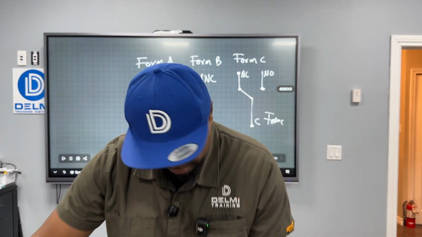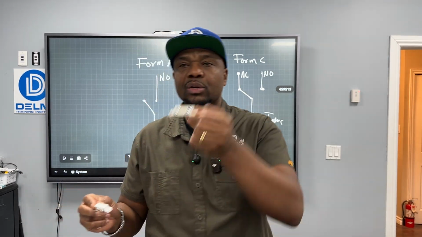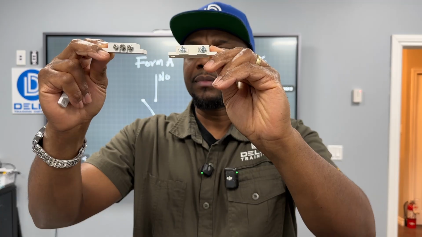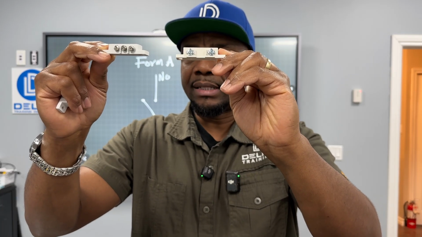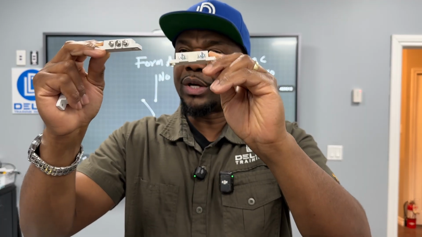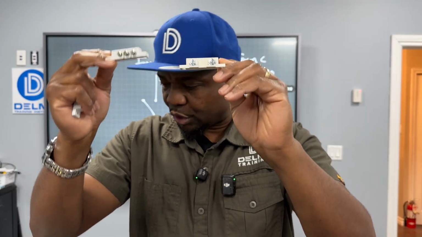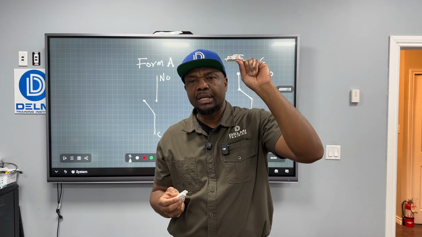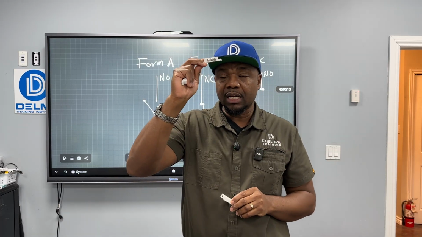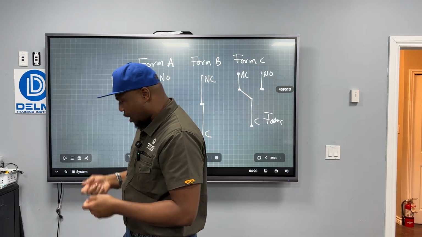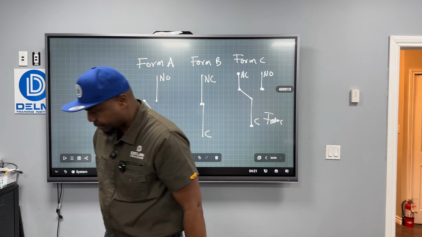Now let's take another one. It looks identical. However, look, this one has 3 terminals on it. And this is a form C because it would have a normally open, a normally closed, and a common. And we're going to test these ones as well to see which one it is. So now we've seen the 2 types. We've seen a single pole, single throw. We've seen a single pole, double throw. And we are going to look at one that is a double pole, double throw.